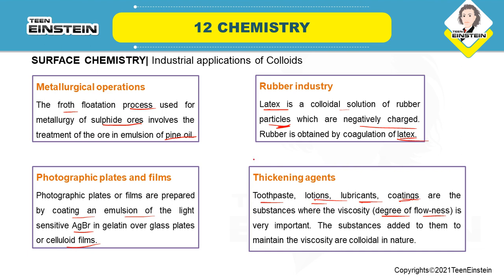Okay, so suppose we consider toothpaste, if it is very flowy in nature, obviously there will be a problem. So that is why here viscosity should be very high. So how do we control this viscosity?